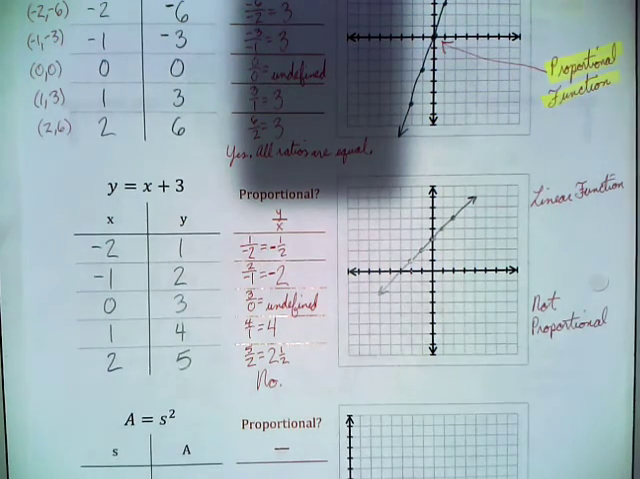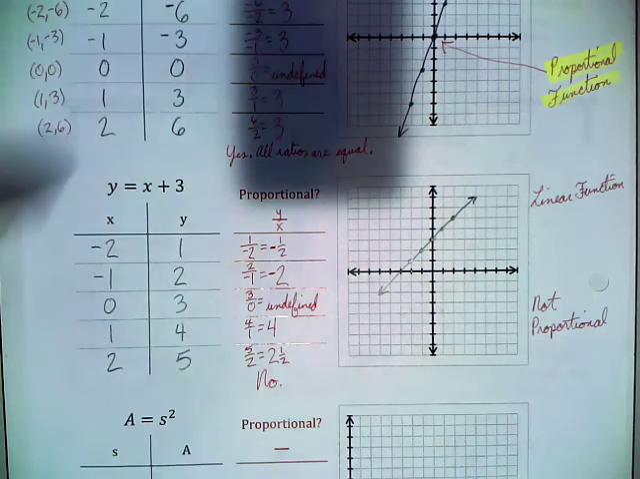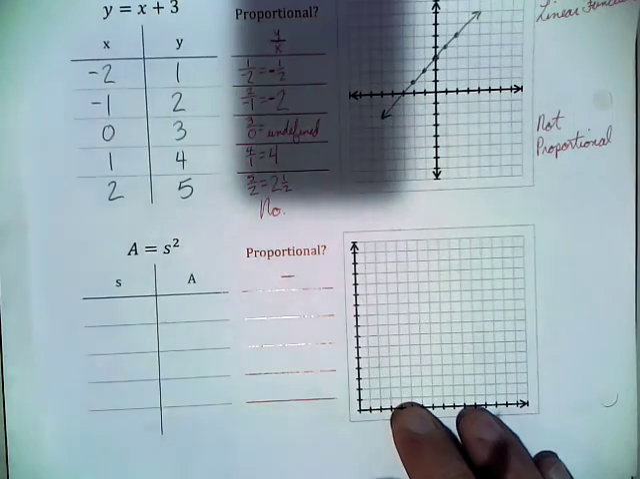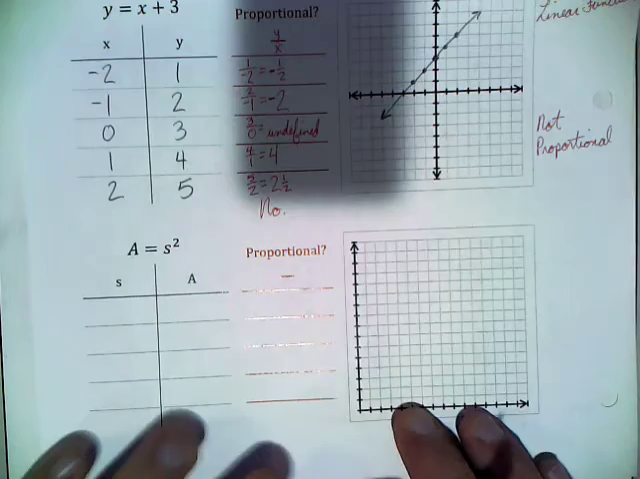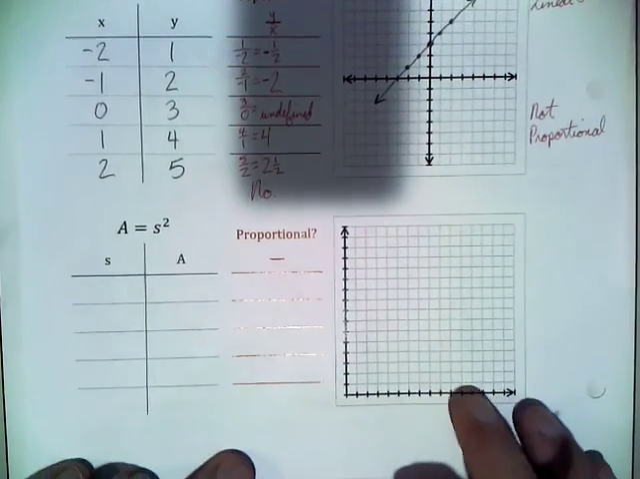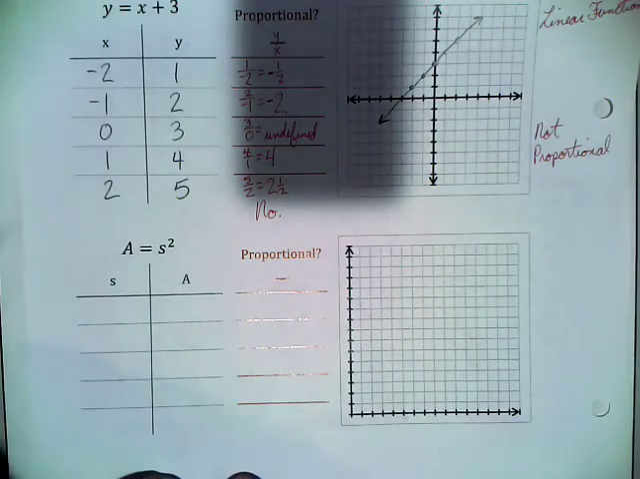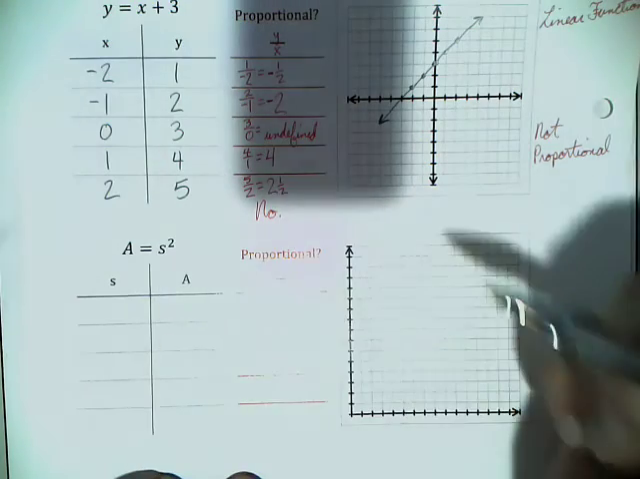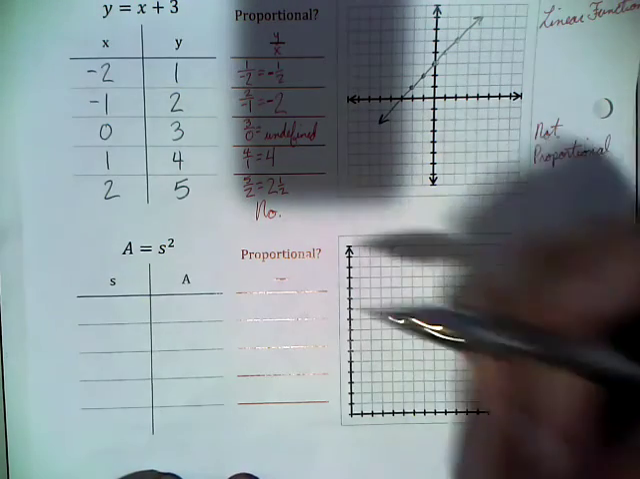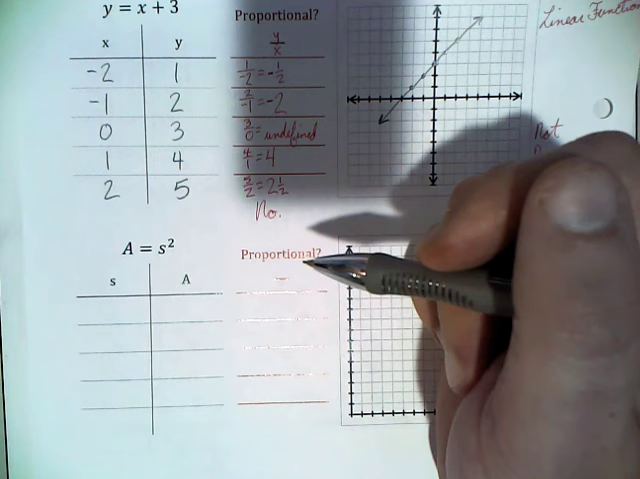It is linear, but it's not proportional. Which brings us down to the last one here. So now to graph this, a equals s squared. This looks like the area of a square.